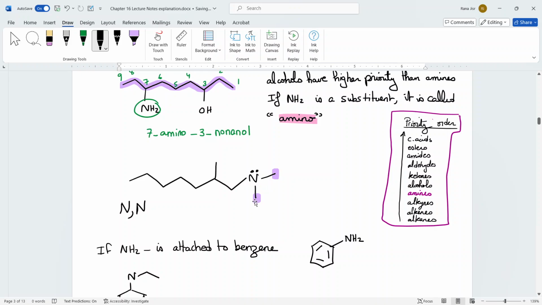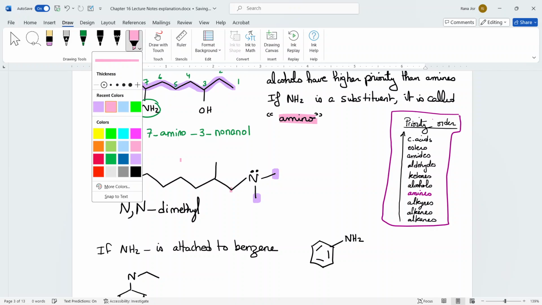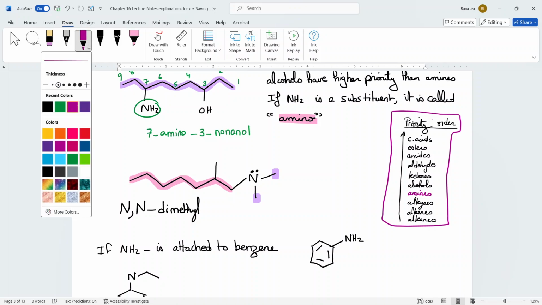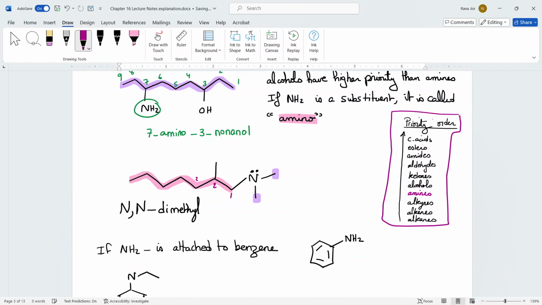And this is how you can differentiate primary from secondary from tertiary. Primary, when you name it, there's no N's. Secondary has 1 N and tertiary has 2 N's. So pay attention to that. And that is going to be a dimethyl. And then I'm going to choose my longest carbon chain. So that is going to be my longest carbon chain on the other side. And I'm going to give the nitrogen the lowest possible number. So that is going to be 1, 2, 3, 4, 5, 6, and 7.